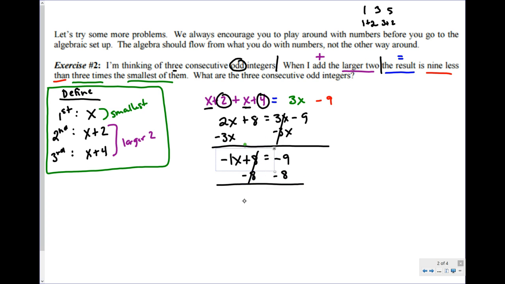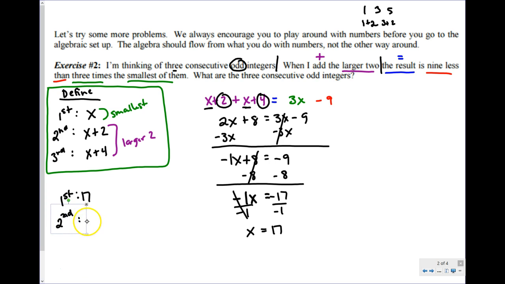The 8's cancel out, and I get negative 1x equals negative 17. And then I got to get rid of that negative, so I'm going to divide it away. They cancel out, and negative 17 divided by a negative 1 is a positive 17. So what does that mean? Well, that means that 17 is my first integer. If 17 is my first integer, what's my second integer have to be?